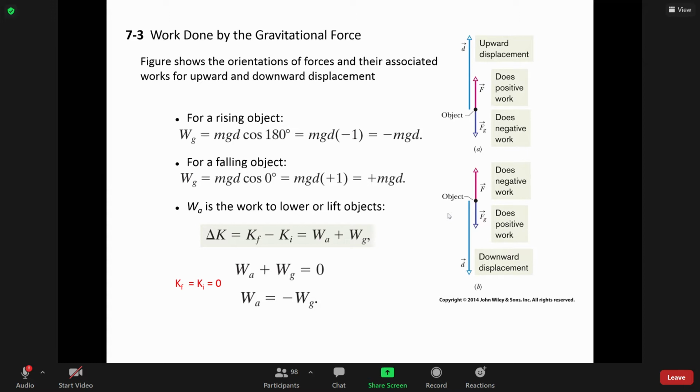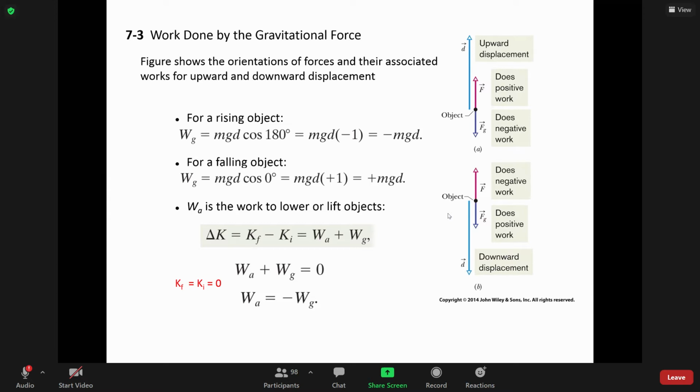Right. Now, if I want to lower the object, where is the direction of the displacement? Down. Right? Now I'm holding the object, the ball, like this, and I want to lower it. Its displacement is down. The work done by my hand, the normal force, is it up or down? It's up. So what's the angle? 180. So my hand is now doing negative work.